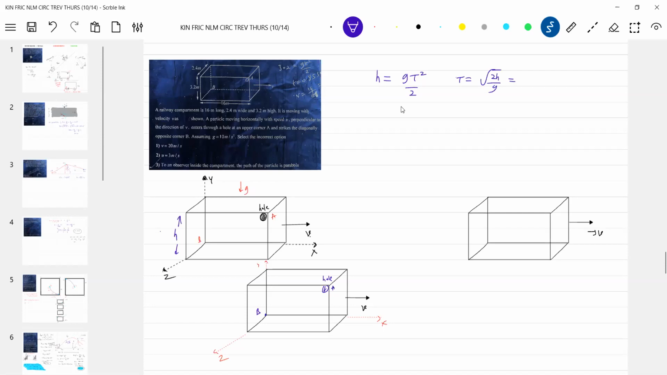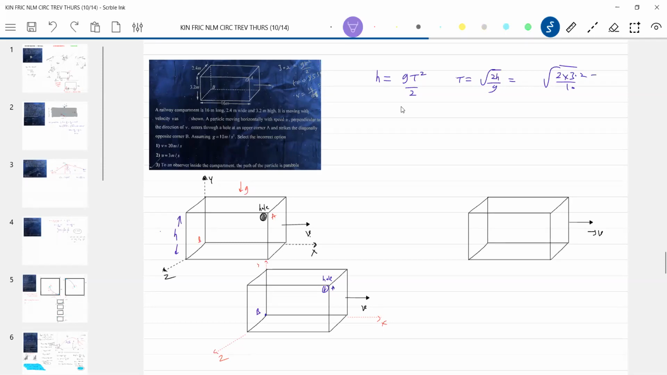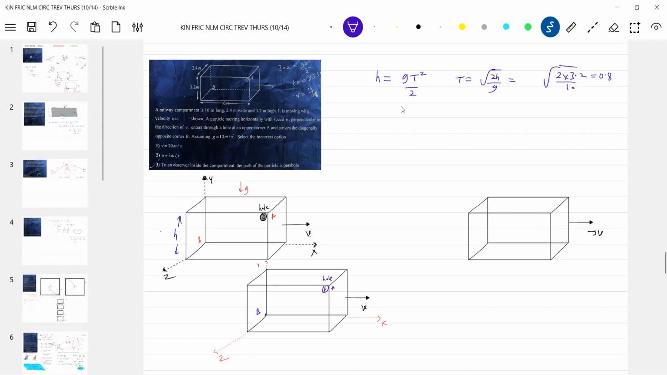Okay, now time. I think we know h equal to 3.2 meter. You can see this: 2 into 3.2 by 10. 0.8 seconds. Okay, I have some time.